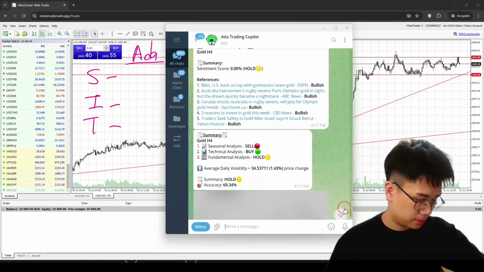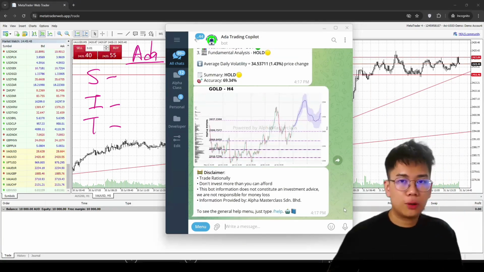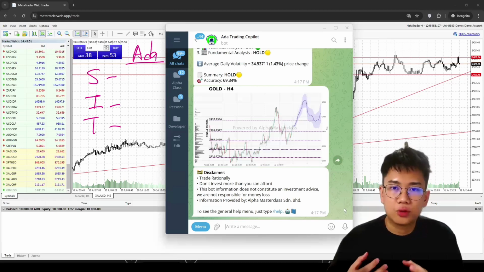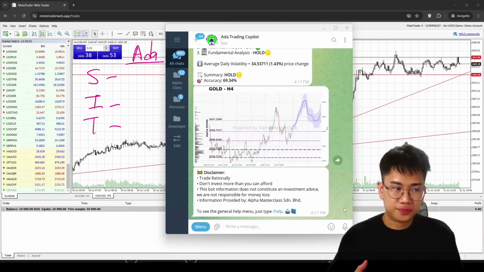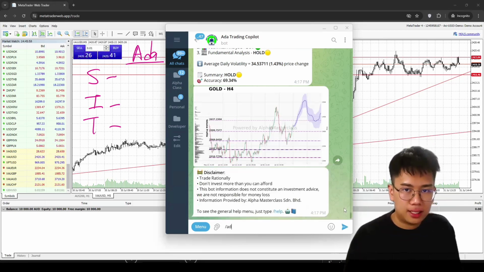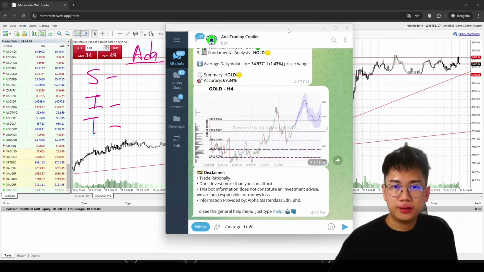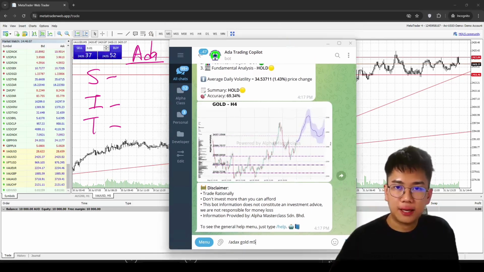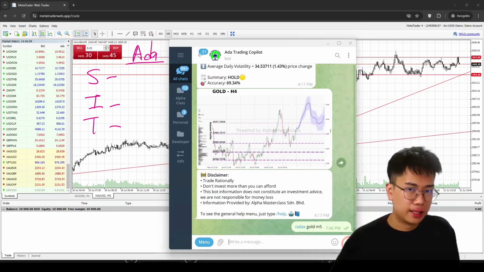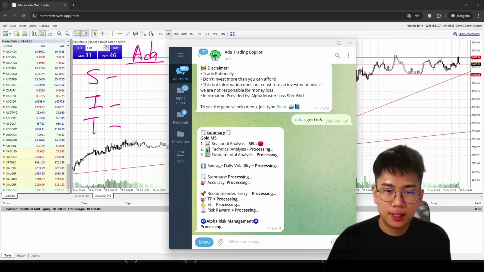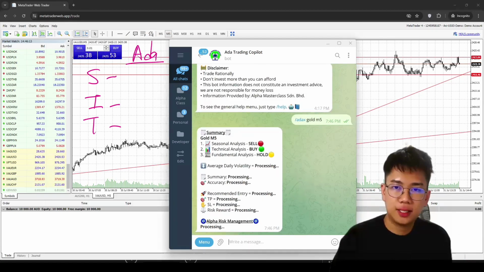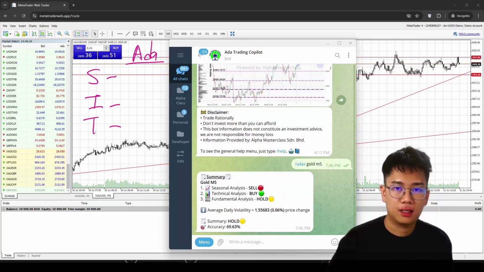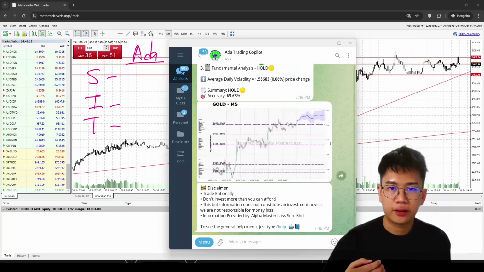Now, based on this ADA Telegram bot, you will be able to understand the current gold market's trend. So what you can do, you just type /ADA X gold M5. For example, I'm in 5 minutes right now. Okay, I'm in 5 minutes now, so I type M5 and I click send. Then it will process the best trend to do right now.